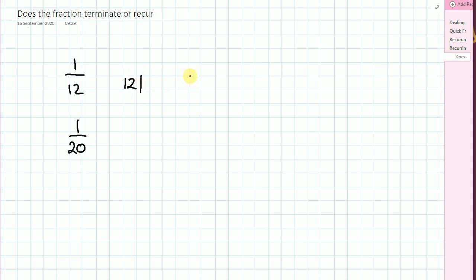So if I was to divide 1 by 12, 12 doesn't go into 1, so we carry into the next column, which is 0. 12 doesn't go into 10, so it's 0. So we've now got 100. 12 into 100 goes 8 times, with 4 left over. So 4 comes down. 12 goes into 40 3 times with 4 left over. We are now repeating the same calculation.